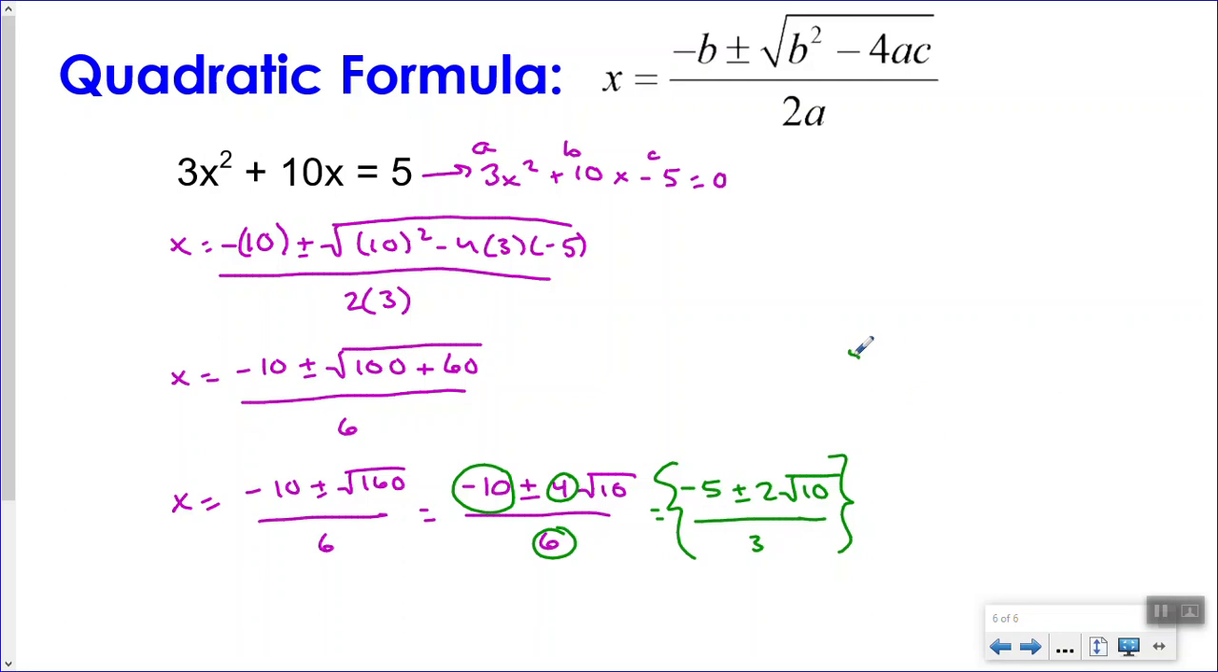If you want to, you can write it separately. We could have negative 5 plus 2 root 10 over 3, and negative 5 minus 2 root 10 over 3. But usually we're going to just write it succinctly, one term with the plus or minus in the middle there. So again, this will work for all quadratics. It's not always the best method to use because it is a little more involved, and sometimes the other methods can be a little faster, but it will always work to solve a quadratic equation.